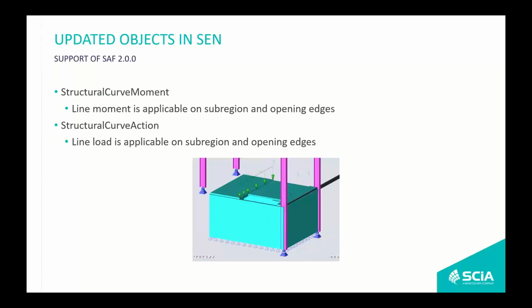So those were the new objects available in SCIA Engineer with the SAF exchanges, and there are also some updates in objects, which are now in version 2.0 as well. There are three objects. Let's start with the first two: structure curve moment and structure curve action in SAF terminology. In SCIA Engineer, it's a line load and line moment, or linear load and linear moment, and these objects can now be applied on subregion and opening edges, which was not possible.